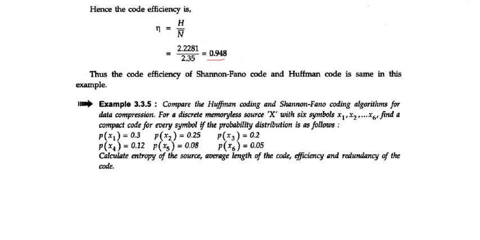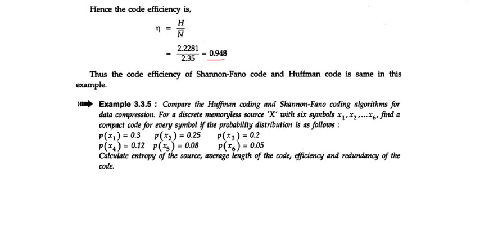Okay, note down one more problem. Compare the Huffman coding and Shannon-Fano coding algorithms for data compression. For a discrete memoryless source X with 6 symbols x1 to x6, find a compact code for every symbol if the probability distribution is as follows.